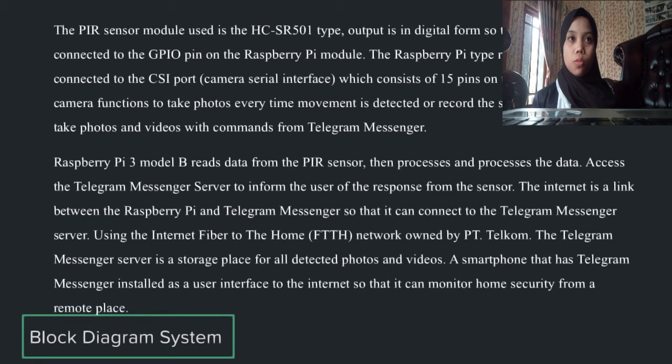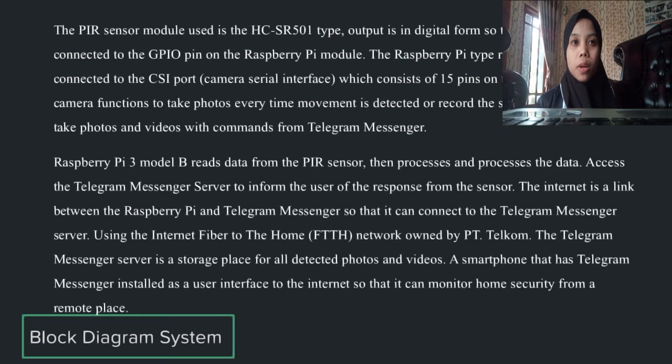The PIR sensor module uses the HC-SR501 type. Output is in digital form so that it can be directly connected to the GPIO pin on the Raspberry Pi module. The Raspberry Pi Type RPi 1.3 camera is connected to the CSI port, which consists of 15 pins on the Raspberry Pi. The camera function is to take photos every time a movement is detected or record the surroundings, and can take photos and videos via command from Telegram Messenger.